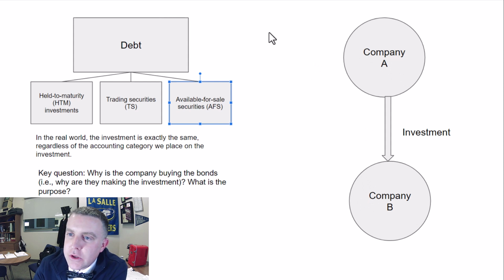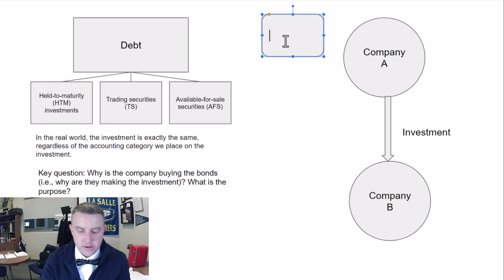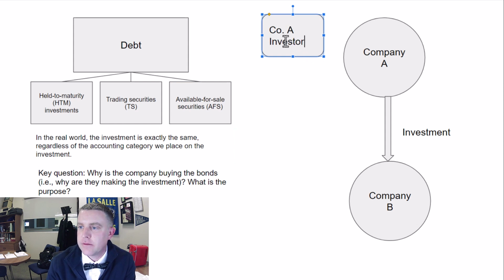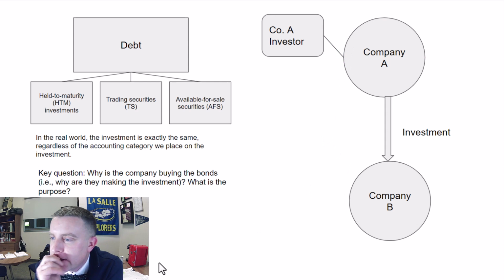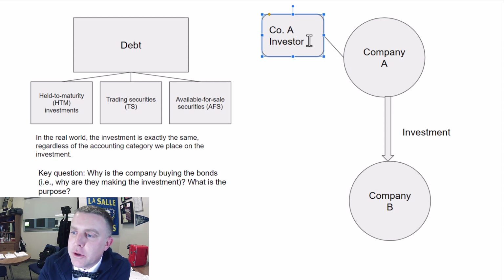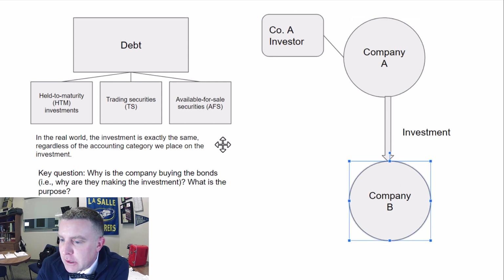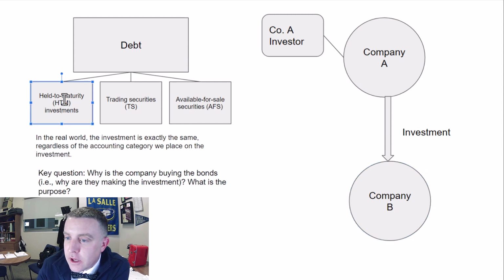All right, so suppose you are an investor in company A, right, so you are a company A investor. Okay. What do you want to know? Let's say you are the investor in company A, and company A has invested in company B. Well, if you are the investor in company A, what do you want to know about the investment in company B if company A is planning on holding this investment until maturity?